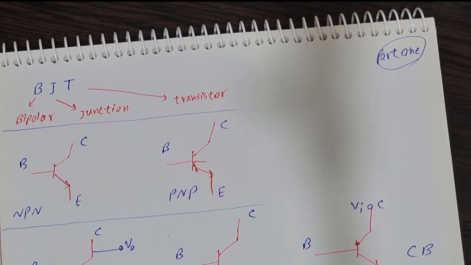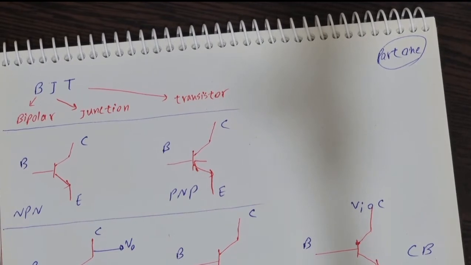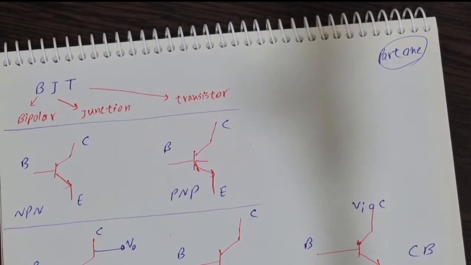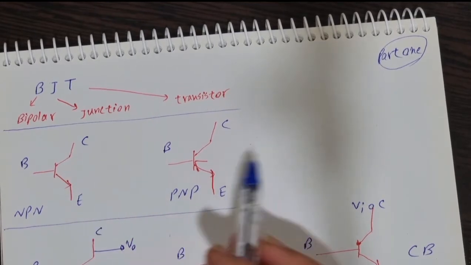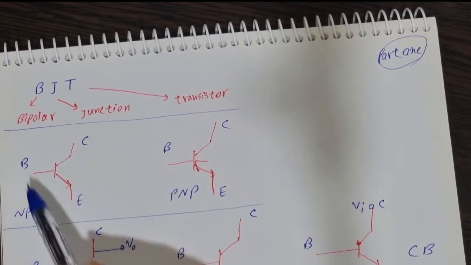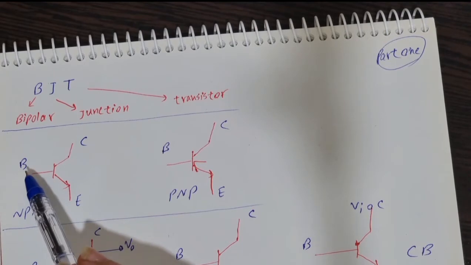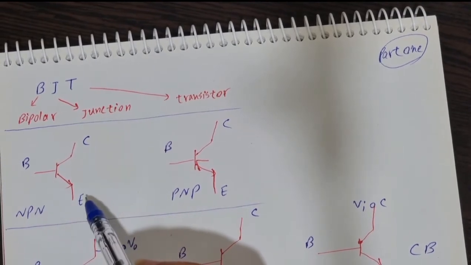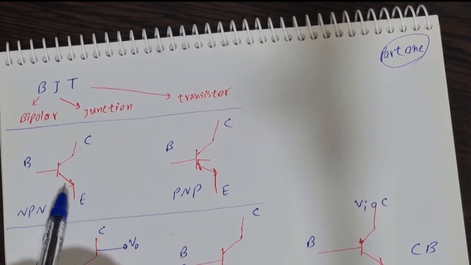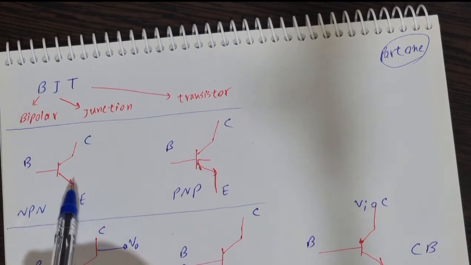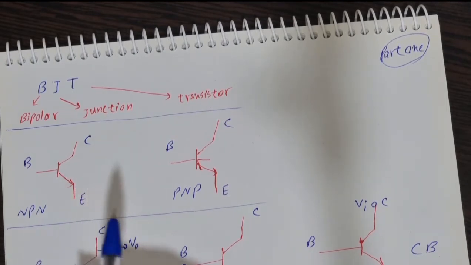BJT transistor is a type of transistor which is very practical these days, and it stands for bipolar junction transistor. You can see the circuit model right here. It has three different parts. First one is base, second one is collector, and third one is emitter. You can see the small arrow right here. The arrow determines the way that the transistor has been built.